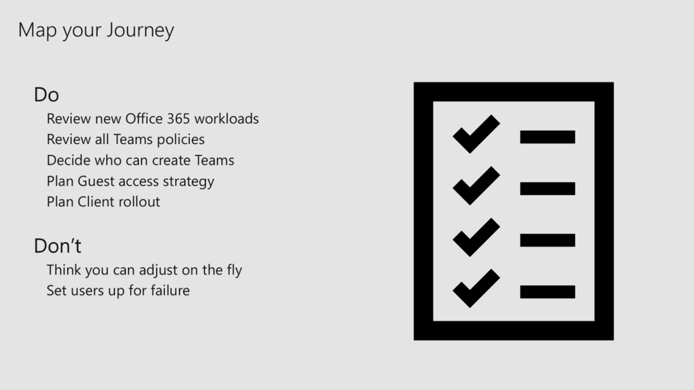Right, and to resonate on that, don't think you can adjust on the fly. For example, the example talked about guest access. If you think that you can just change that, let's try it out and see how it goes, that could have a major impact. If you disable guest access, what happens? Right? Can users add people to teams? No. But worse, if they added users to their teams, those users will be removed. So that would have a really bad negative impact. So don't think we'll just figure this out as we go along. We want to make sure that we have all those policies defined ahead of time so that we're setting our users up for success and not failure.